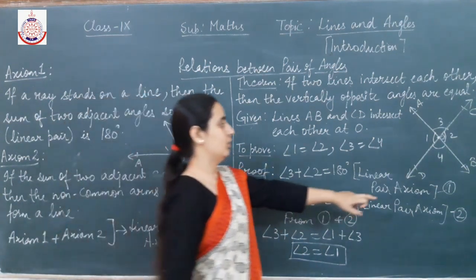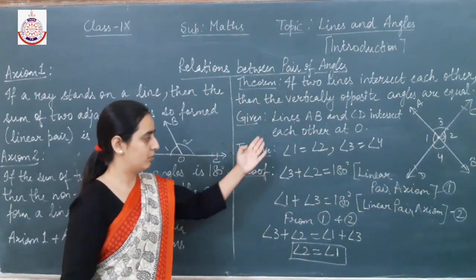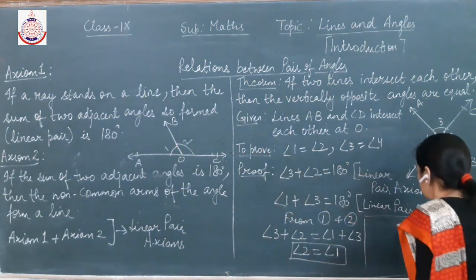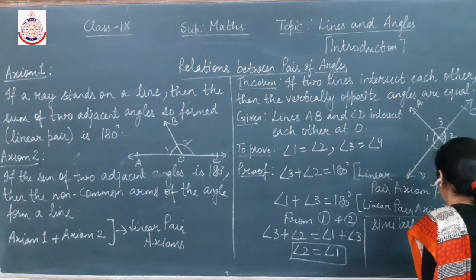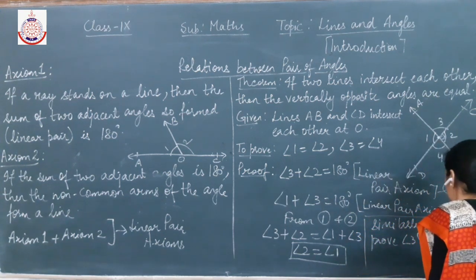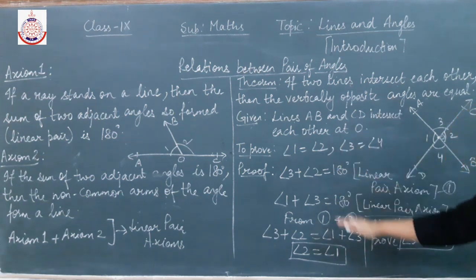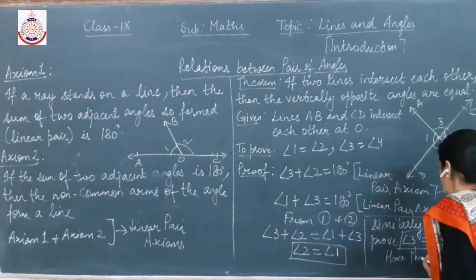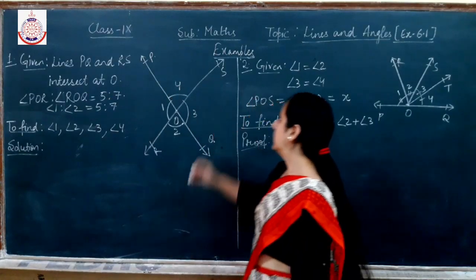Now for the second result also we have to use all the same things, so we don't have to write all the steps again. I am writing here, similarly we can prove angle 3 equals angle 4. Fine. So this is our second result. So here the proof is done. So at last we will write hence proved. Fine.